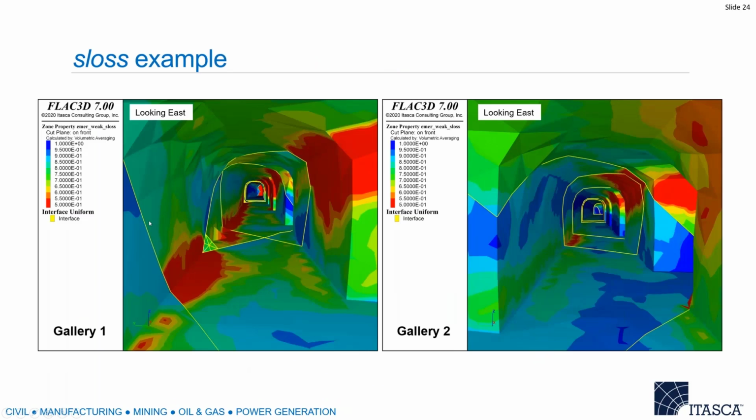In this case, the sloss is shown for the zones in the vicinity of a drift in 2 different galleries. And as you can see, the sloss goes down to around 0.5, which is between peak and residual envelope 1. It shows you where you are expecting damage. This is showing damage being focused in the corners of the gallery, or in this case, around the intersections of the gallery.